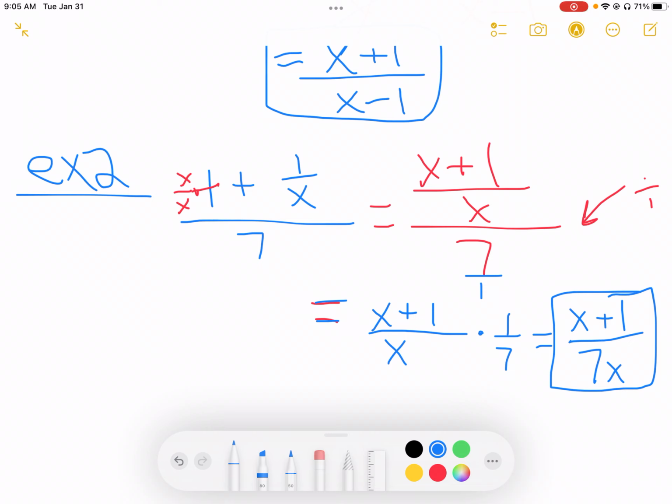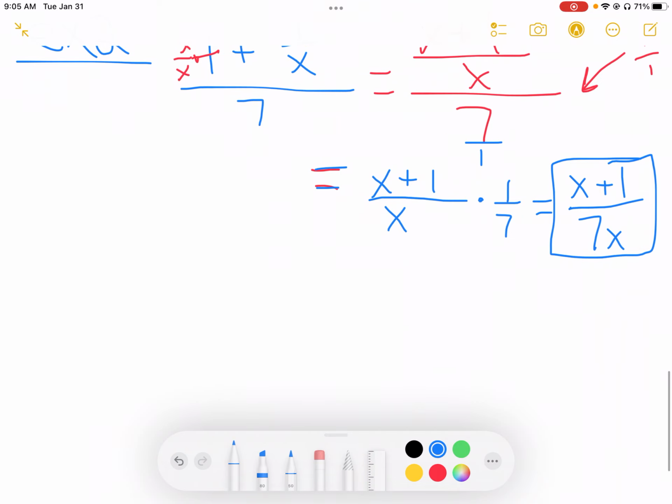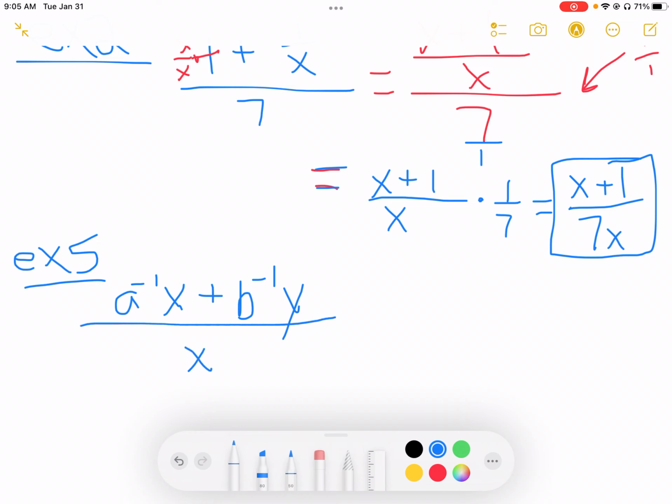Now let's look at something a little bit more complicated. Let's look at example 5, and maybe we'll come back to something if we need to. Example 5 just incorporates a couple different pieces of information we've learned over the lessons. It says that we have a to the minus 1 x plus b to the minus 1 y, and then we're dividing this by x to the minus 1.